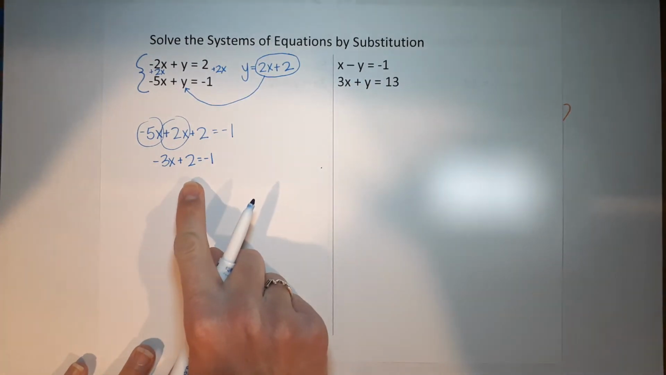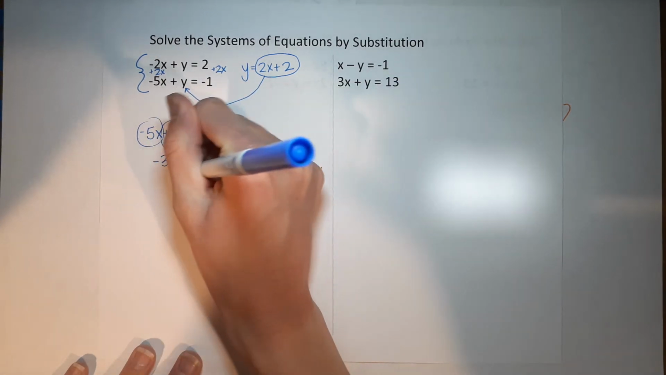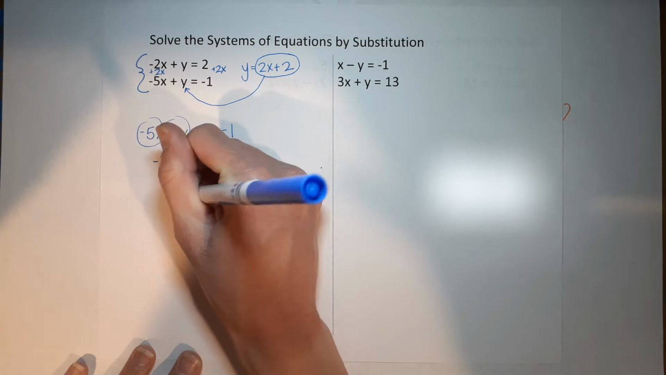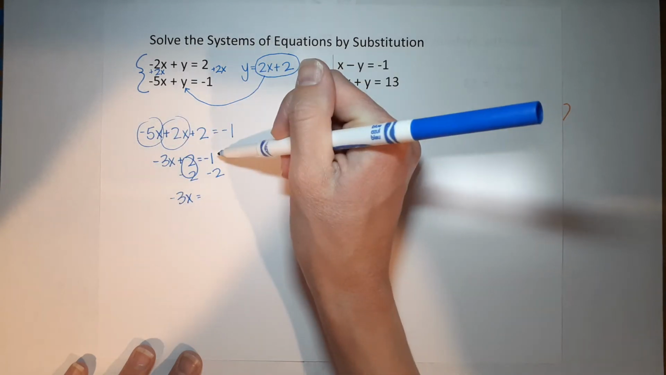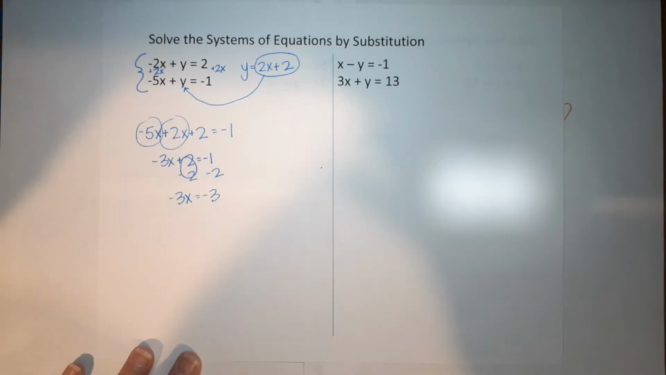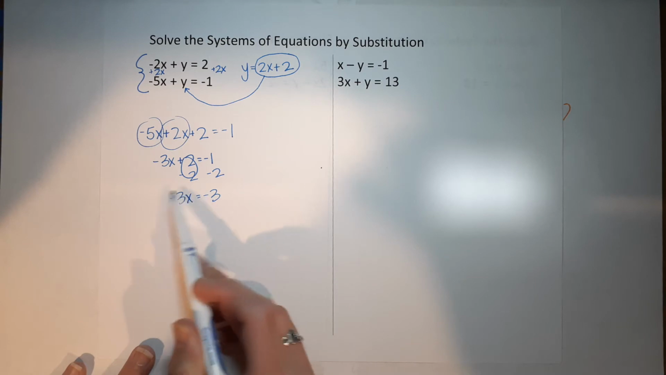Okay, getting closer. I want x all alone. So I need to get rid of this plus 2. So I'm going to subtract 2 from both sides. So I end up with negative 3x equals, I owe someone $1. I borrowed 2 more dollars, so I owe them $3. Negative 3. Okay, I just need to get rid of this negative 3 now.